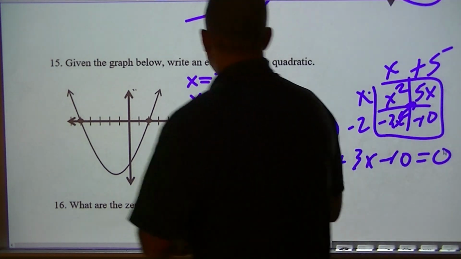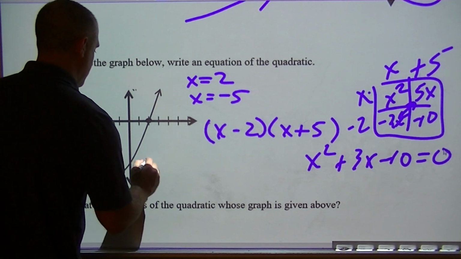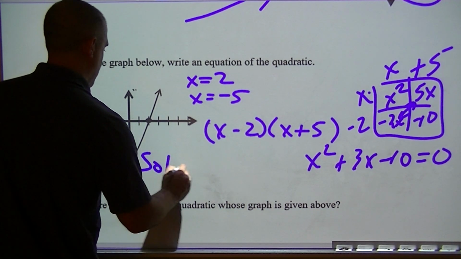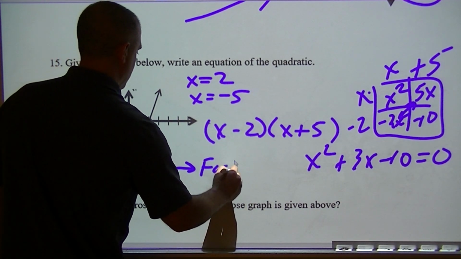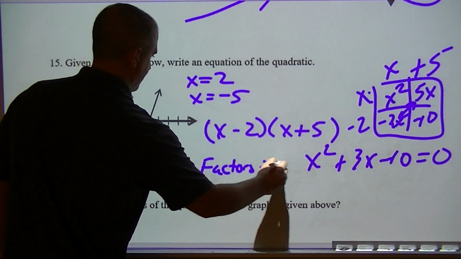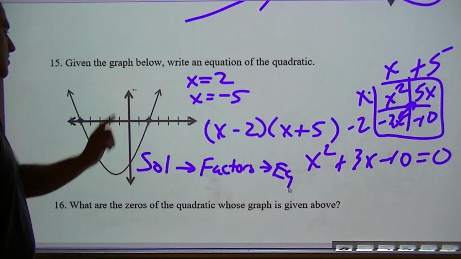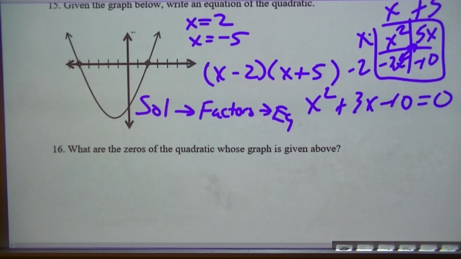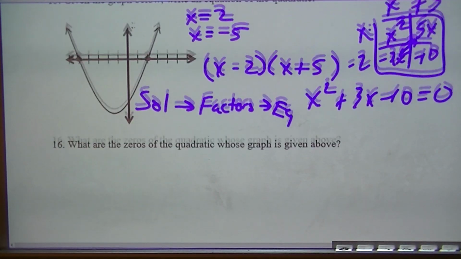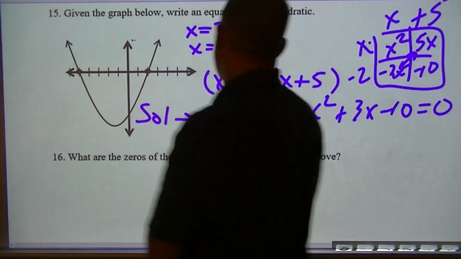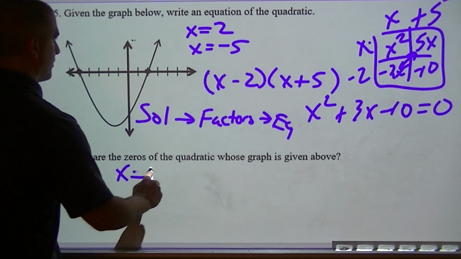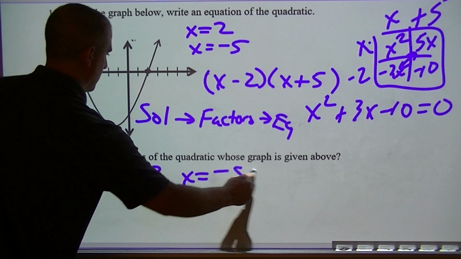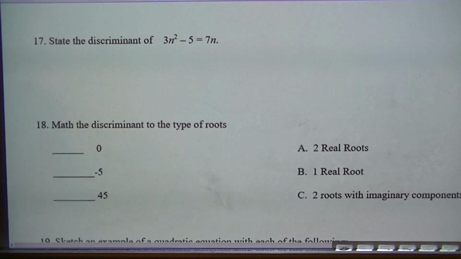The big thing is you've got to go from solutions to factors to equation. Okay, and when you do that, you have to use the box. Okay, what are the zeros of the quadratic given above? That's sort of a trick question. These are the zeros. Zeros are the same things as solutions. Okay, let's go on to 17.